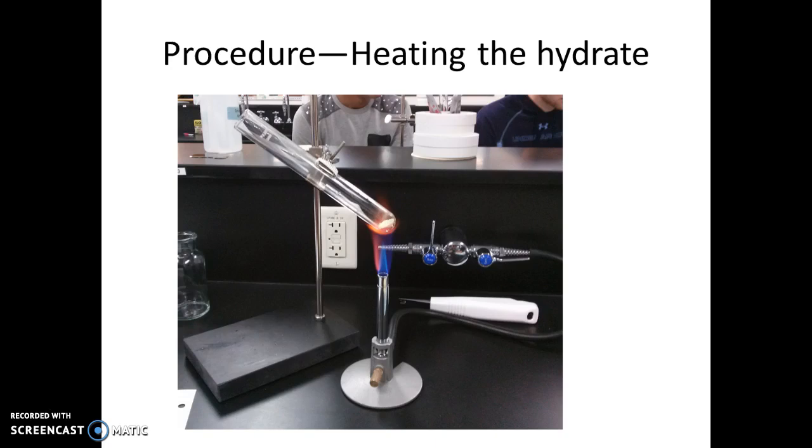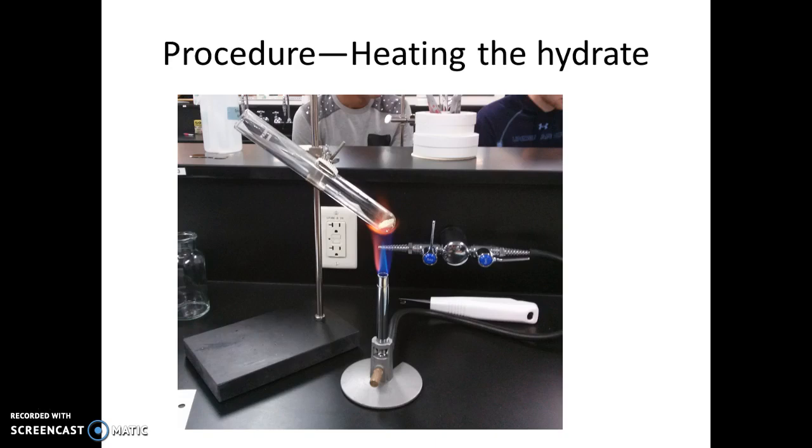There's a couple things I want you to notice about this setup. One thing I want you to notice is, see how the ignition tube is slanted? It's not completely vertical up and down. The reason you want to slant your ignition tube is that it helps spread out the hydrate at the bottom of the tube, and that'll help you heat it more evenly so that you can effectively drive off all of the water that's trapped inside.